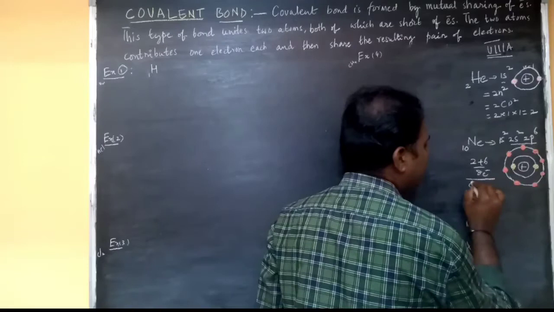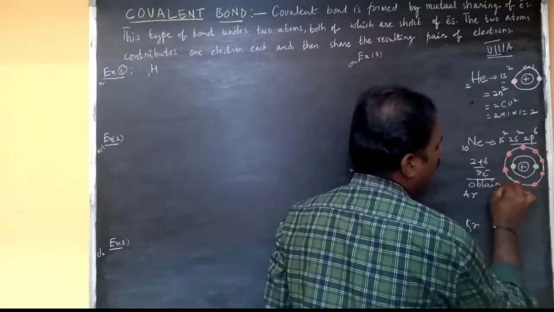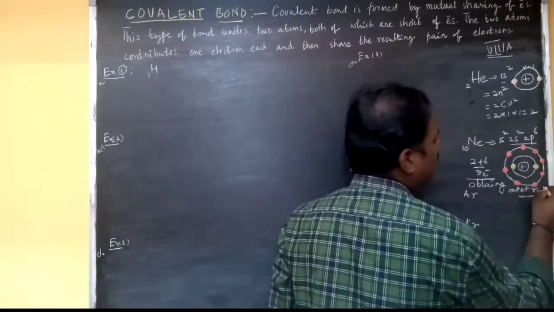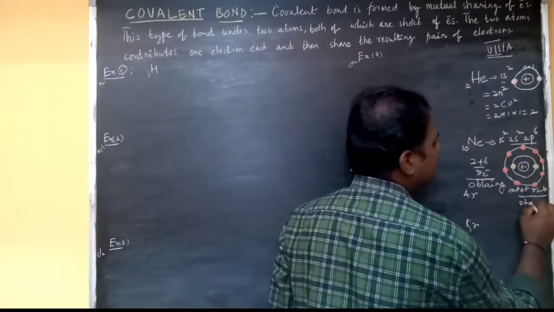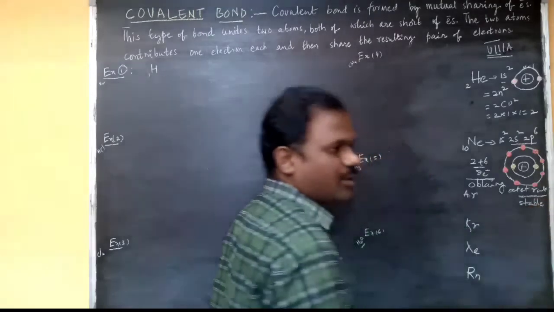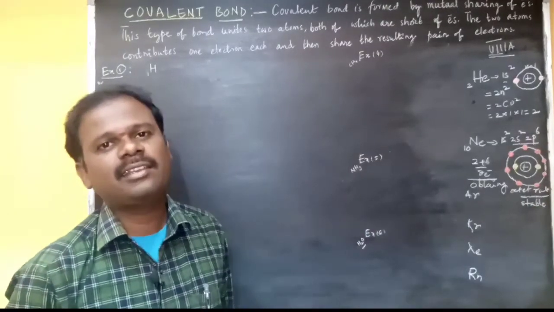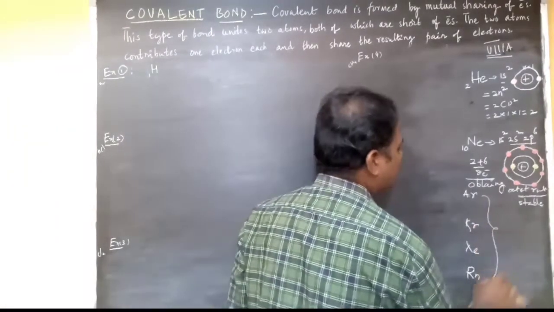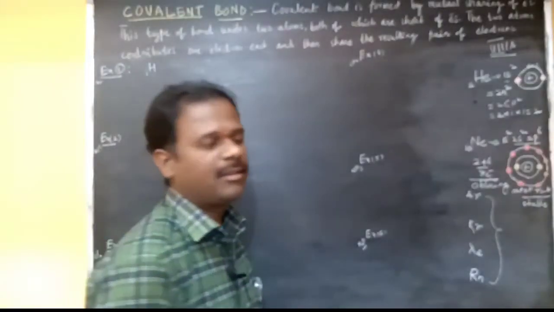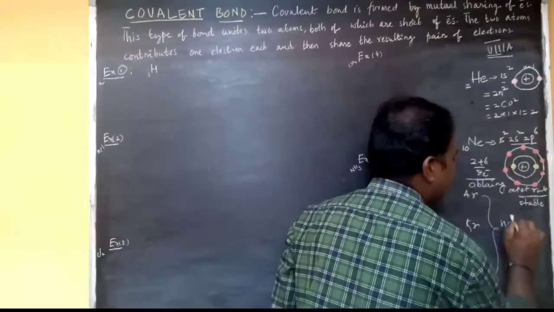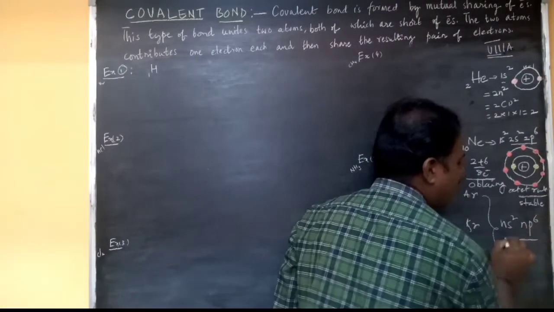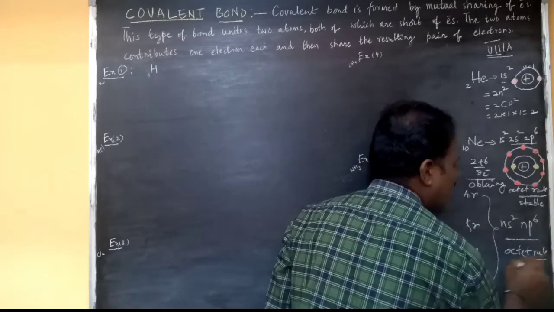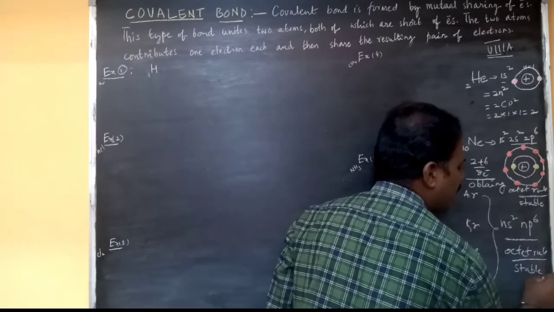That indicates neon is obeying the octet rule. So that's why it is stable. Not only neon, the remaining elements argon, krypton, xenon and radon all have ns2 np6 as the valence electronic configuration. They are obeying the octet rule, so they are stable in nature.